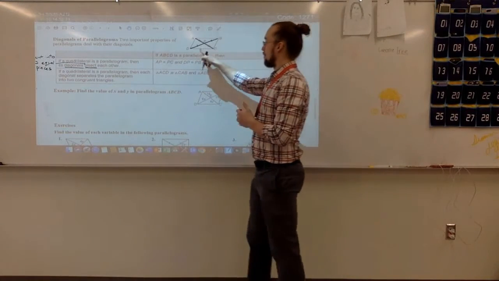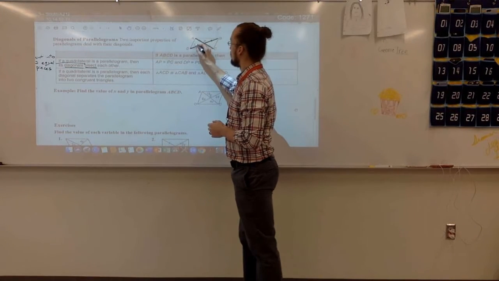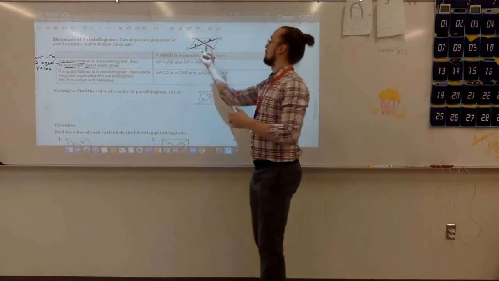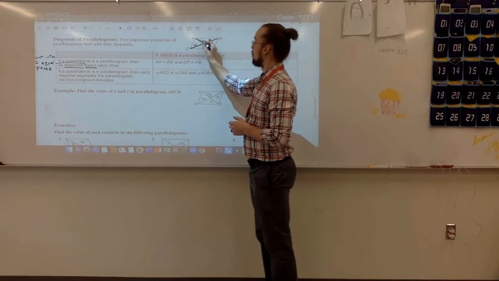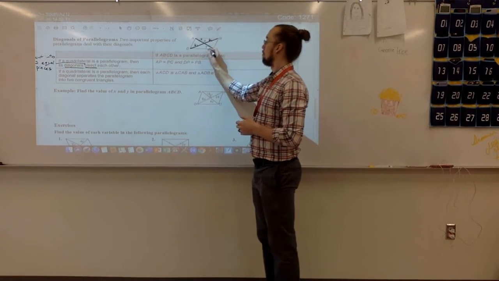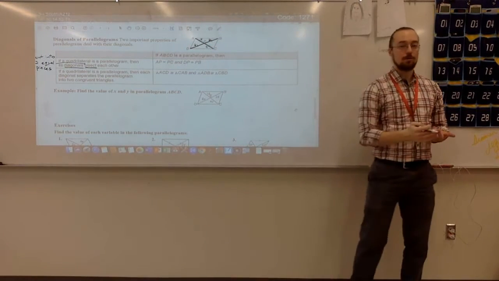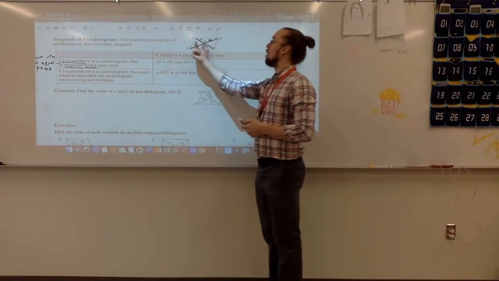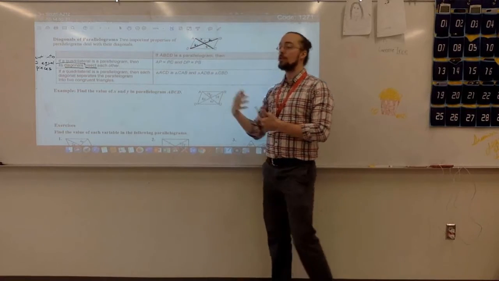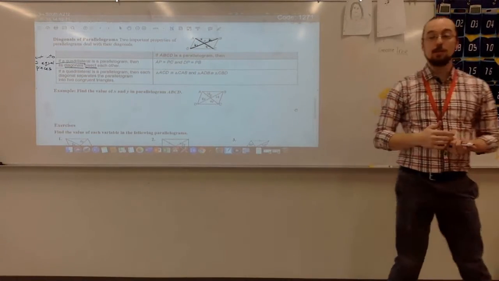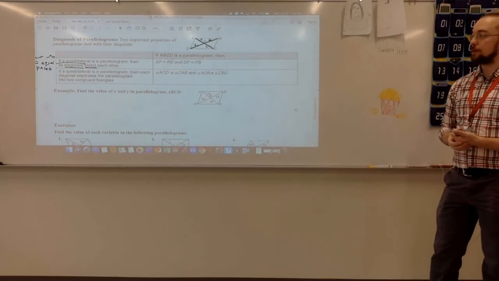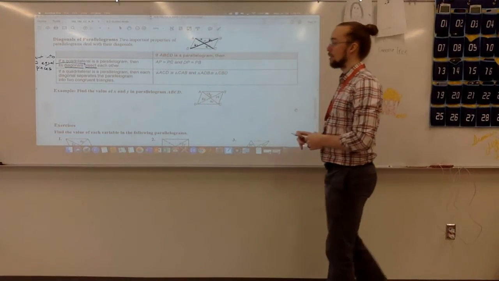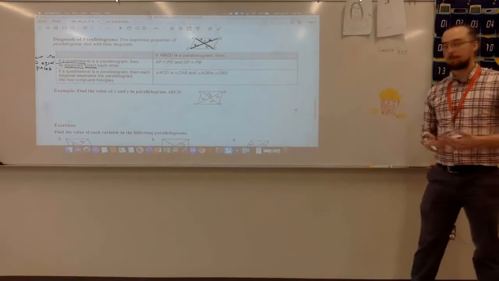Okay? So if I know that DP is 6, then BP is 6. If I know AP is 4, then CP is 4. Right? That's what we're saying here. They're not all four necessarily the same length, but each half of one of the diagonals is going to be equal to the other half.